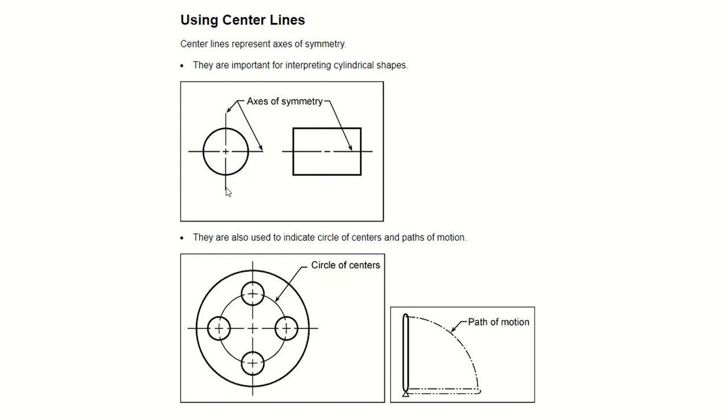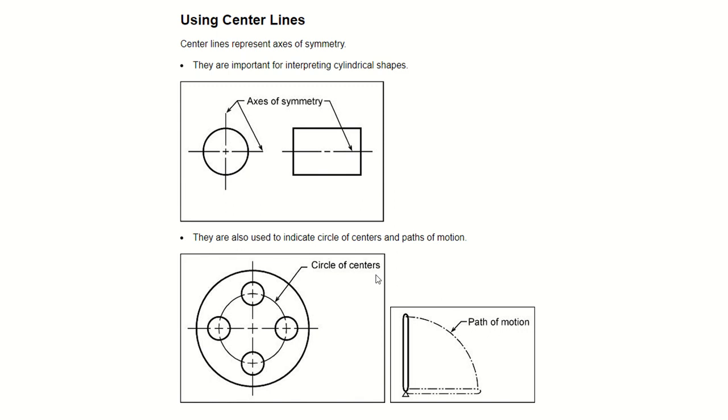Here, this is your axis. If you take this axis as a symmetry, then this side and that side are the same. Axis of symmetry, the same thing. That top side and the bottom side, they're the same. Meaning from here to here, the distance is the same. From here to here, that distance is the same.